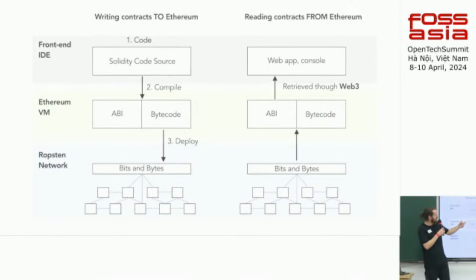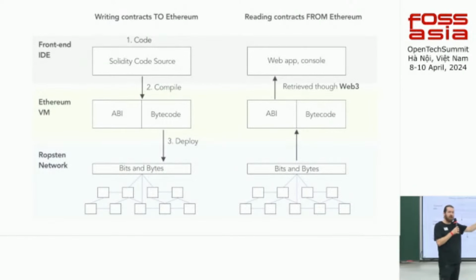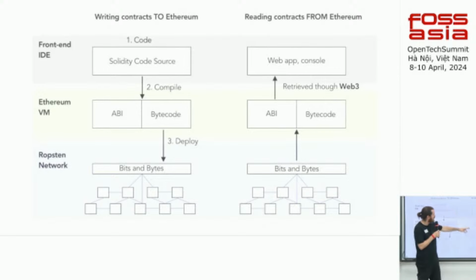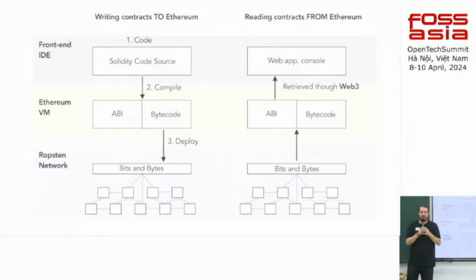And then when you want to read that data, you have your web application, or maybe it's a console on your desktop, or whatever. It doesn't really matter. If you want to read that data from the blockchain, you read it in, but you also apply the ABI, and that allows you to understand the bytecode. So hopefully that makes sense.